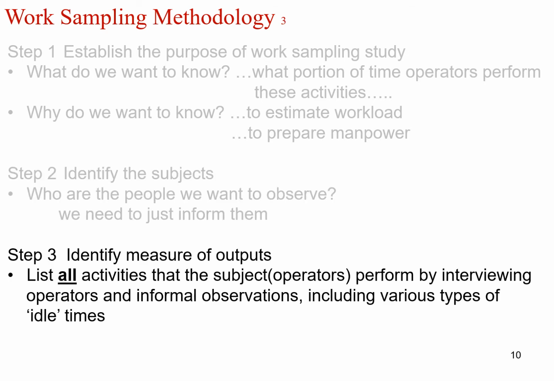Step 3. We need to list all activities that the subjects perform. This can be done by interviewing them and by informal observations. We may be interested in classifying various types of idle times. There could be many reasons why our workers are idle. If we understand the reasons, we may be able to improve or prevent the problem.